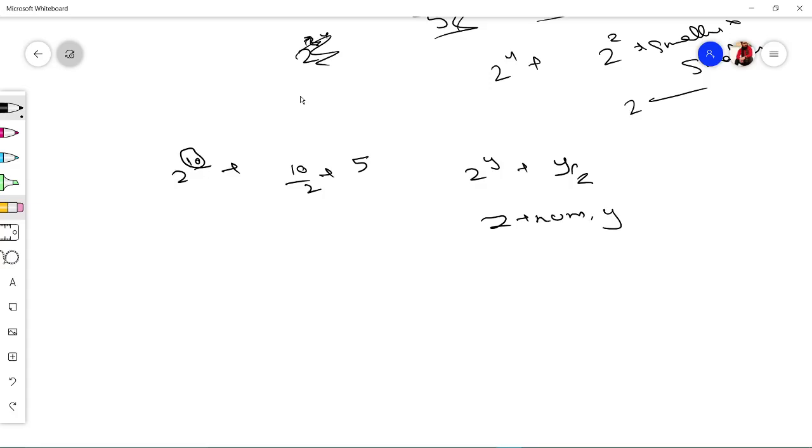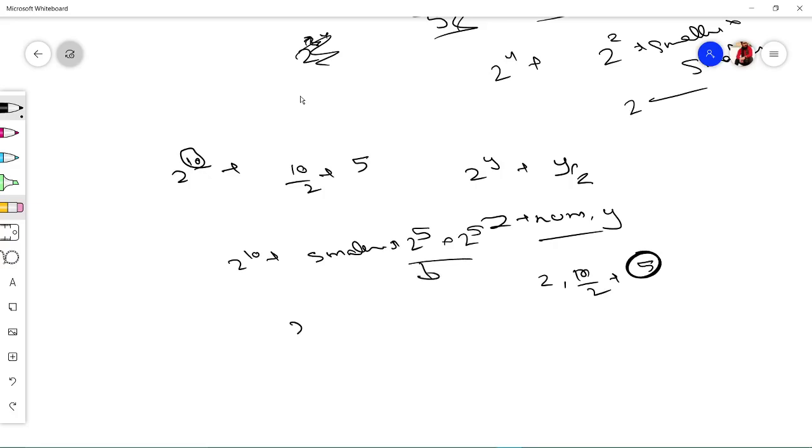So we need to take two inputs, num and y. Num is equal to 2, y is equal to 10. So dividing by 2 gives 5, and then passing it into the recursion function. We'll make a smaller answer. The smaller would be 2 raised to the power 5, and multiplying this by 2 raised to the power 5.